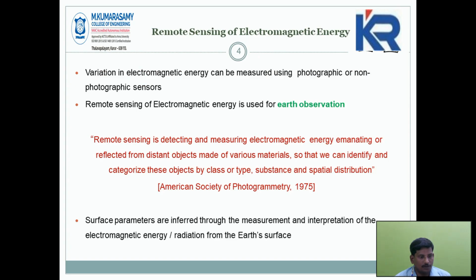Remote sensing is detecting and measuring the electromagnetic energy reflected or emitted from distant objects made of various materials, so that we can identify and categorize the objects by class, type, substance and spatial distribution. Whenever the remote sensing is detecting, it may be a reflector or a transmitter. With the help of them, we identify the ground features with remote sensing.